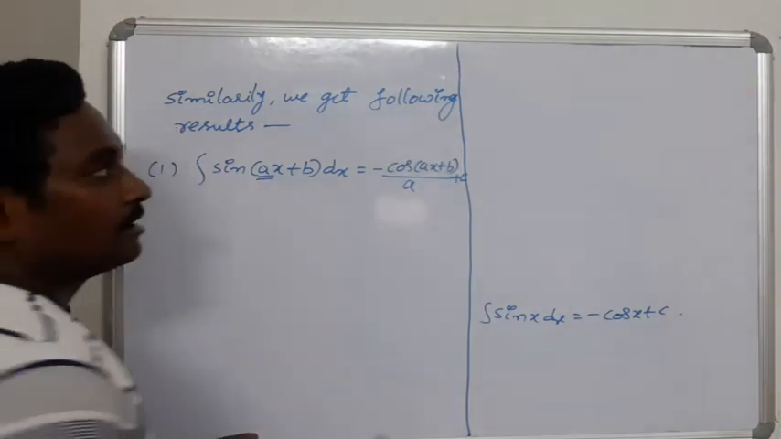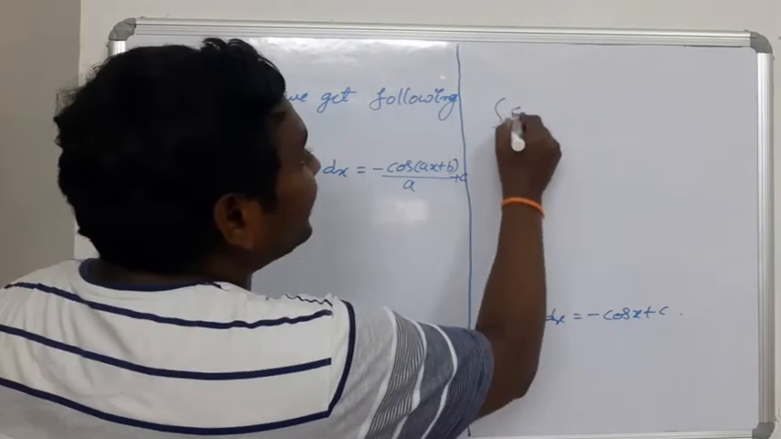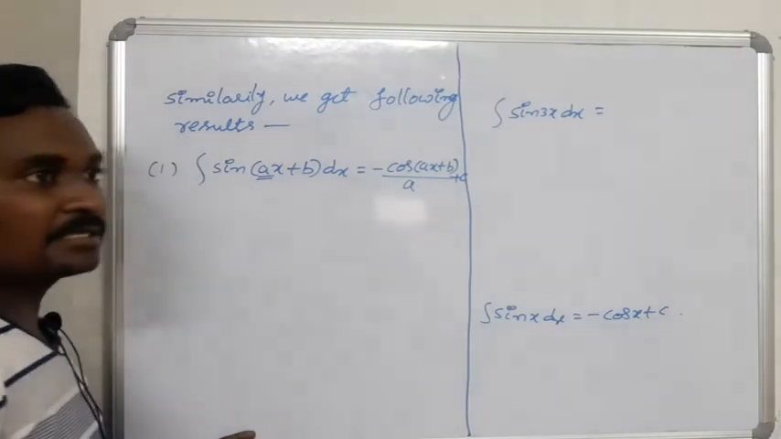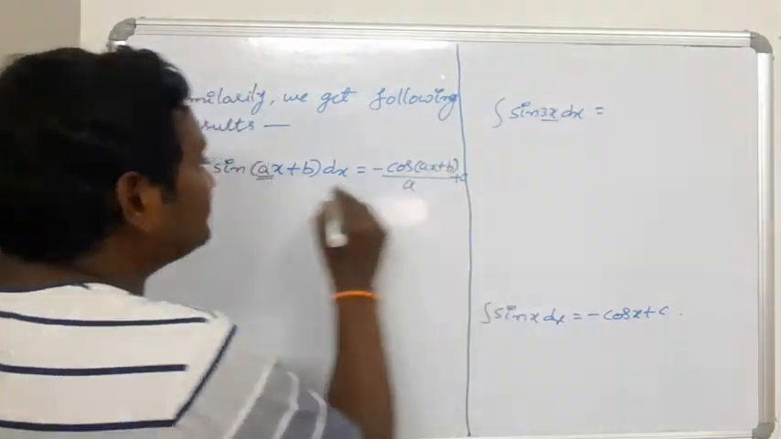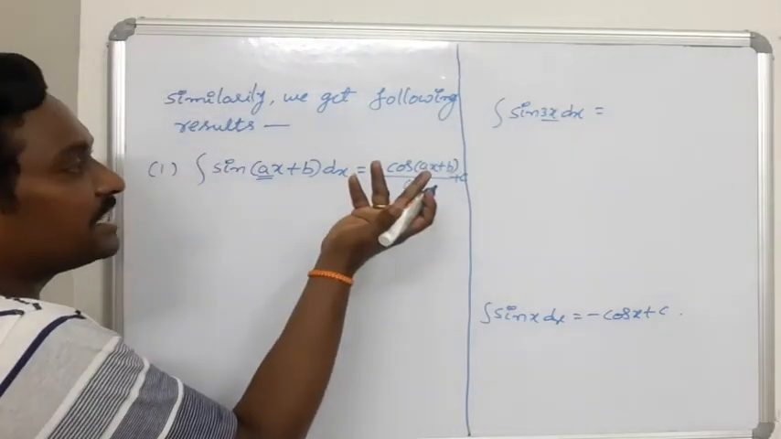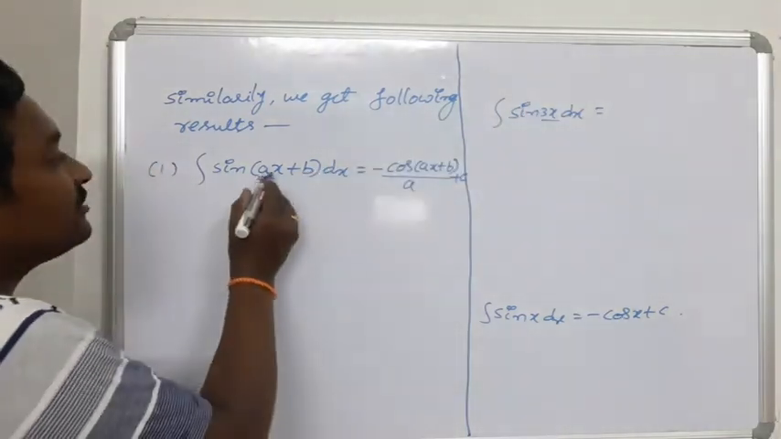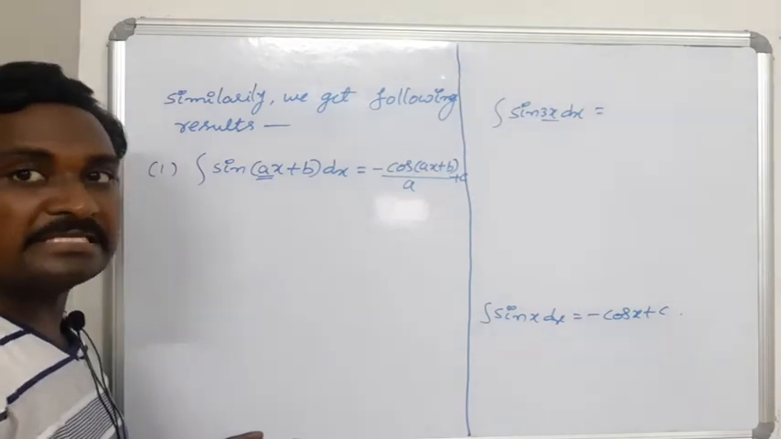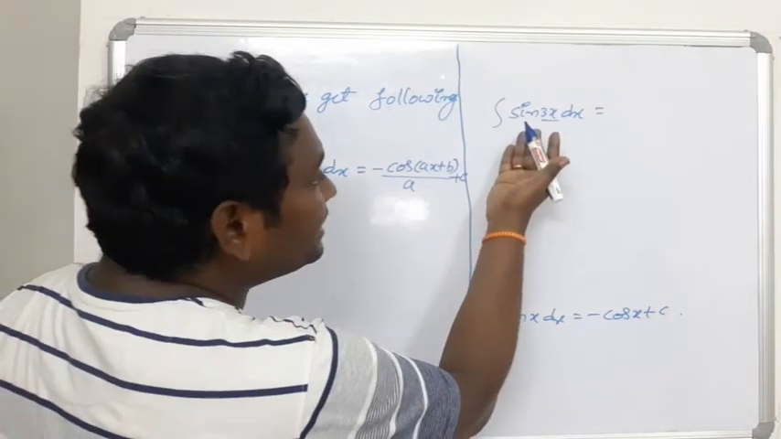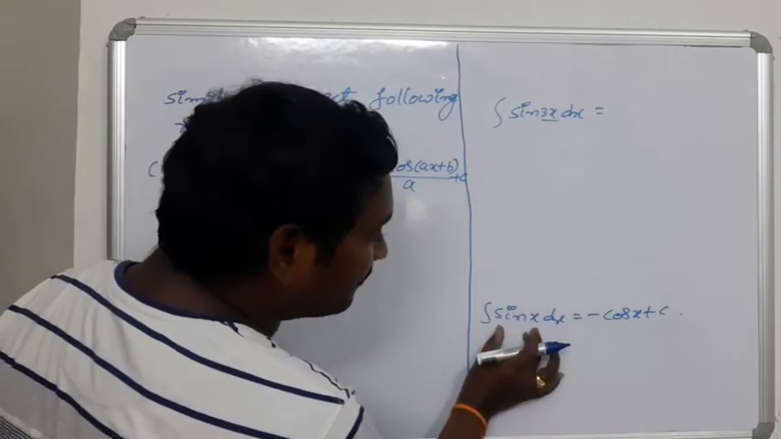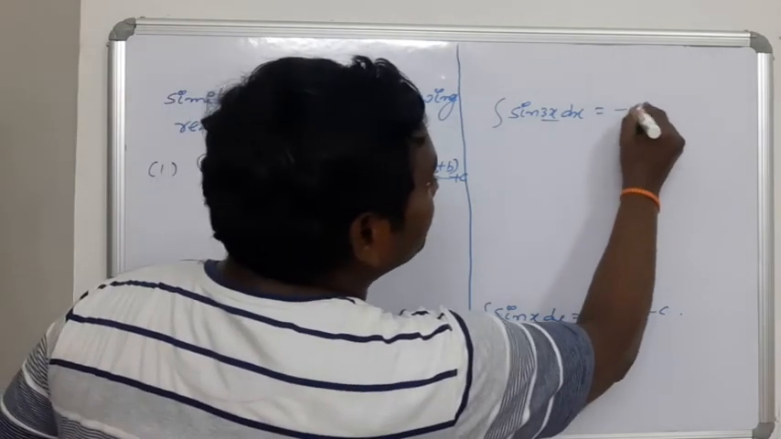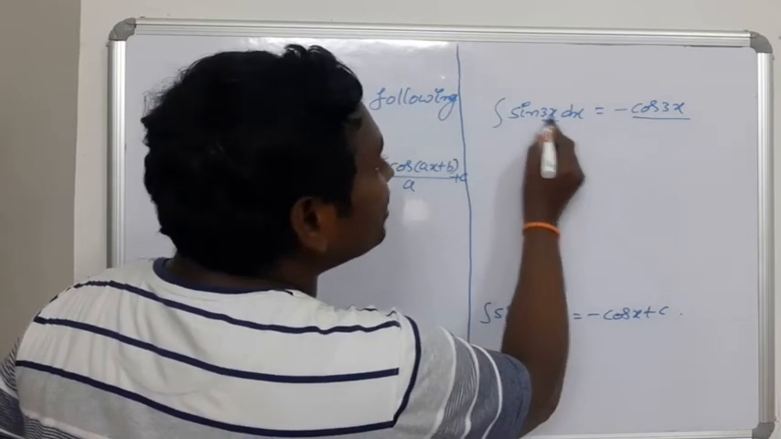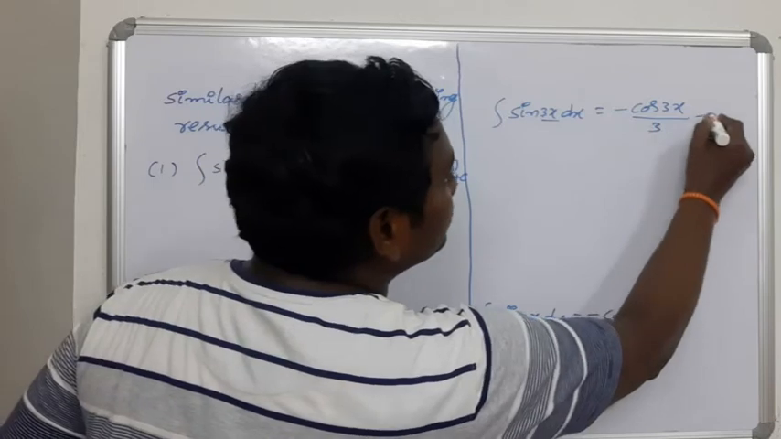For example, in some problems we have to find the integration of sine 3x. Compare this angle 3x with ax plus b. b is the constant, which is 0 here, and the coefficient of x is 3 instead of a. So we have a equal to 3 here. Integral of sine 3x is in the form of integral of sine x, so you write minus cos 3x. Don't forget to write the coefficient of x, which is 3, in the division, plus c.